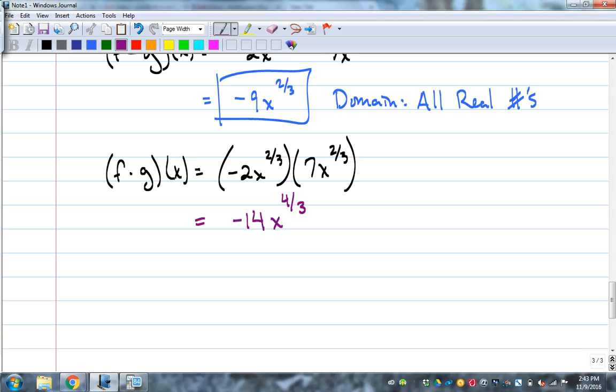Yes, ma'am. Yeah, absolutely. Kylie said when you're adding and subtracting, you just leave the exponents alone. Yeah, absolutely. That's always going to be the case. True. Good observation. All right, so that has a domain of all real numbers again. Nothing's really changed there.